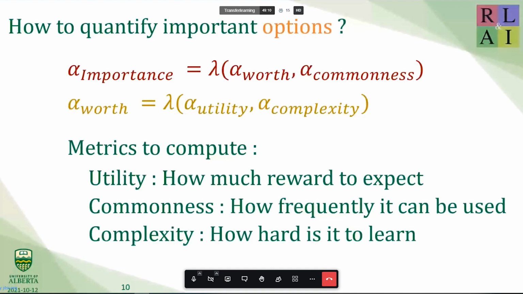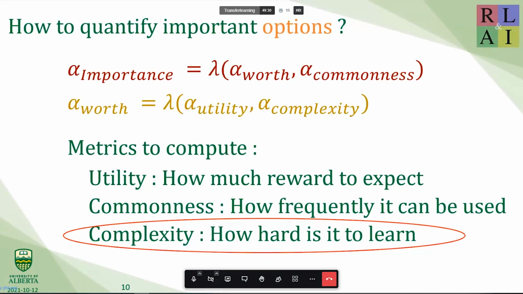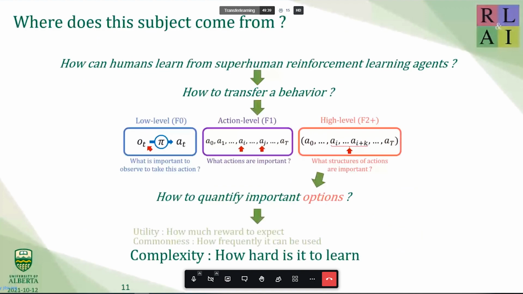But then you have the complexity, how hard it is to learn an option, and that's very difficult because that's not at all defined in the option framework or in any way, and it's even hard to think about how we could define this. That's why I chose to work on this part specifically, because I had no idea how this could turn out. So yeah, here you have the big plan of the subject, why I worked on this idea of option complexity. And yeah, let's dive into it.